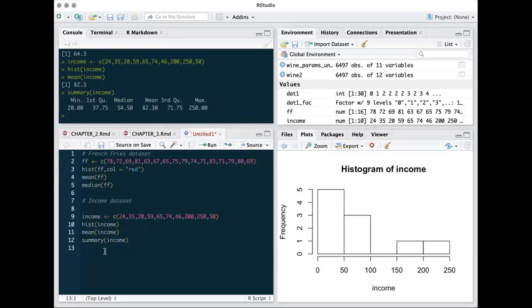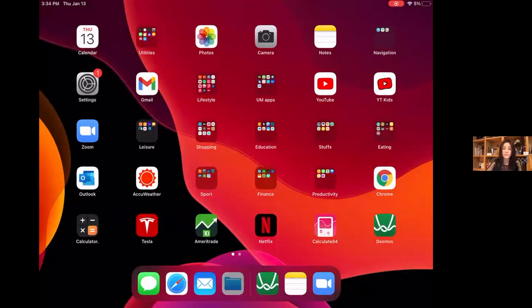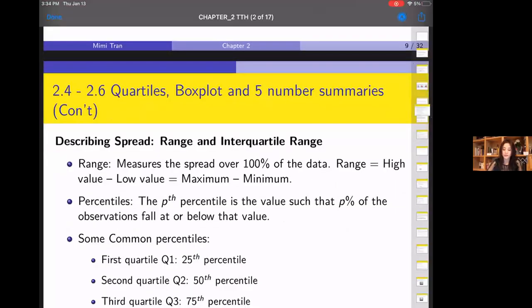But I'm going to show you how to do it by hand because on the exam, you will do it by hand. So let me go back to the slides. In the exams, are we allowed to use a calculator? Yeah, absolutely, you can use a calculator.